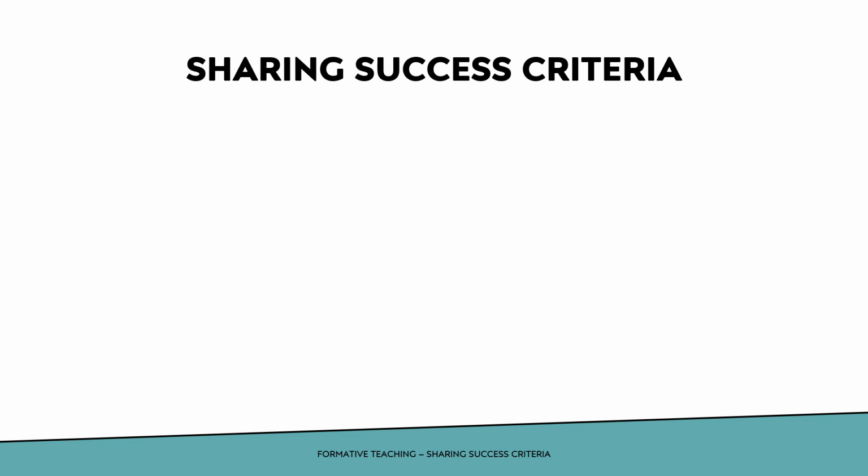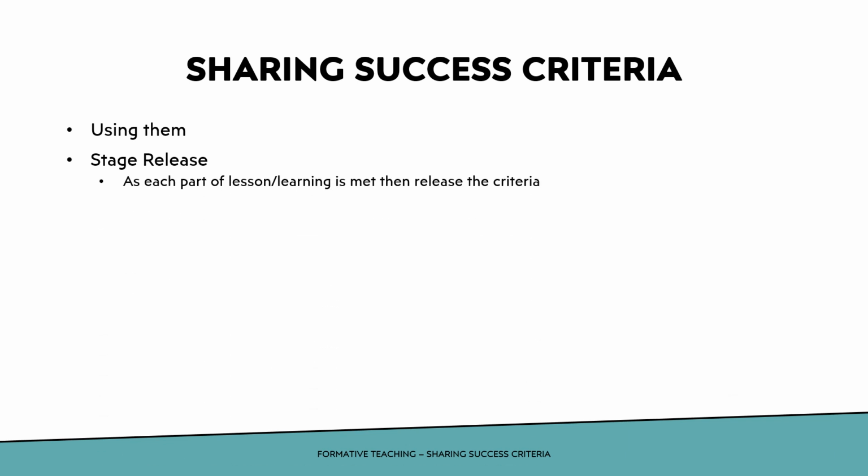So the final consideration when we are looking at success criteria is how we then use them. Now it might be that we give all of our criteria at the start of the lesson, or it might be that we choose to stage the release of the different success criteria, so that actually as each part of the lesson or the learning is met, we then release the next criteria.